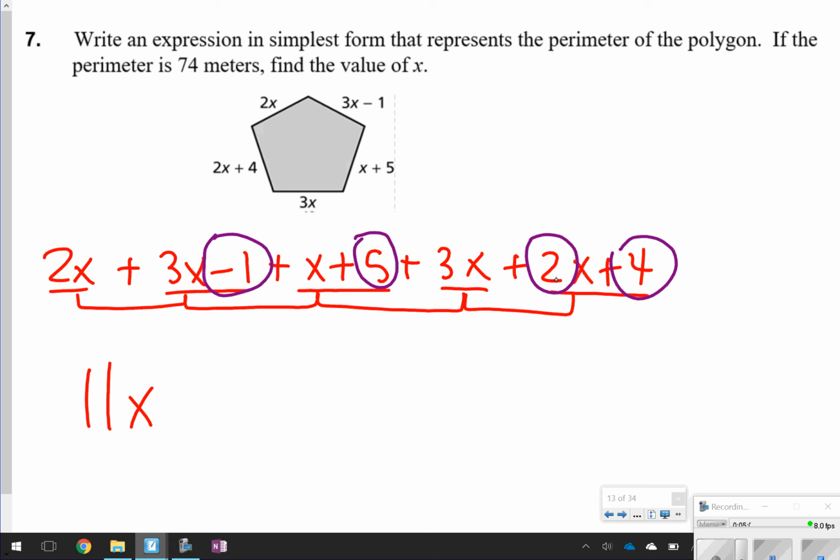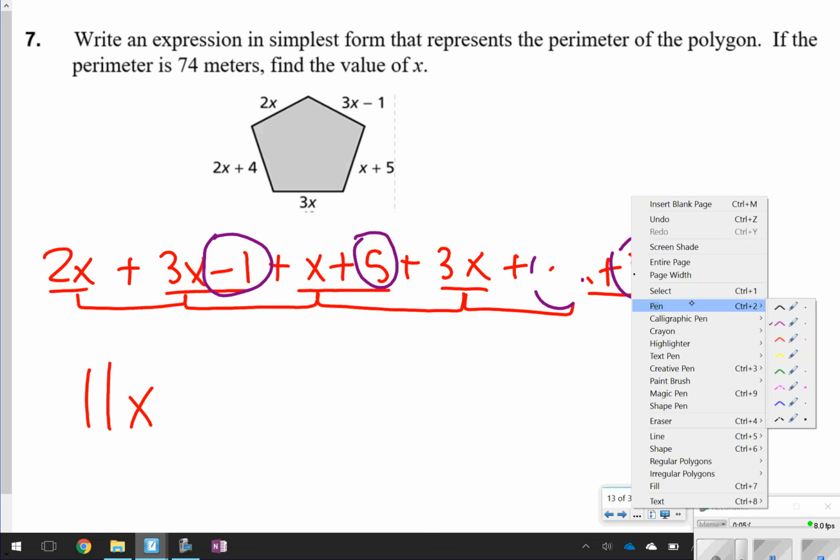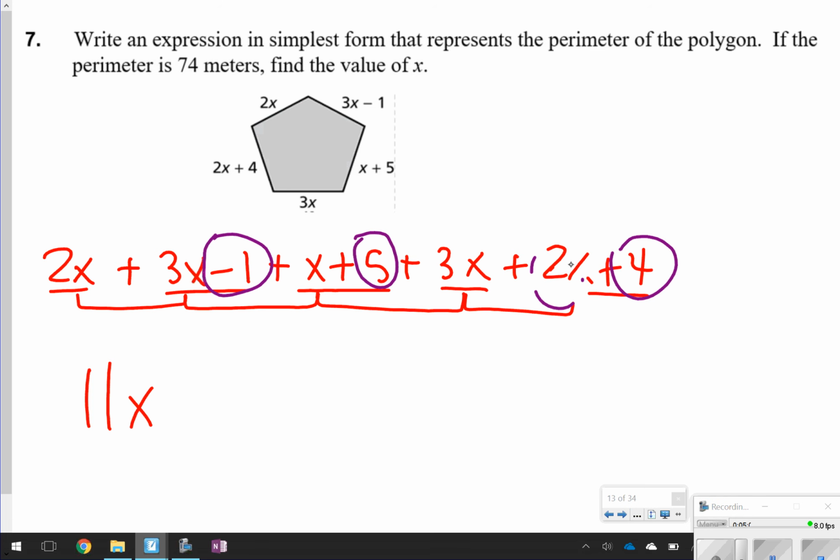I accidentally circled the 2x. That's incorrect. It should be, that's still just a 2, or 2x. There you go. Gotta be careful. Don't make a mistake. So negative 1 plus 5 is 4, and then 4 plus 4 is 8. So I'm going to have 11x plus 8. And then that's my expression for perimeter.